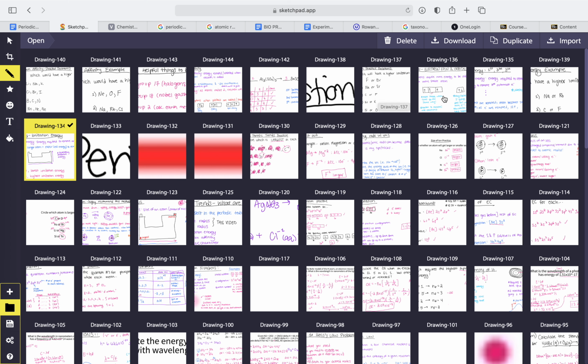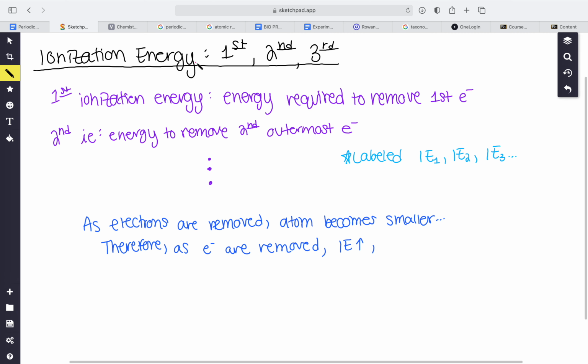So I want to really quickly go into the differences in ionization energies, and then I'll also go into the exceptions, right? There's a first ionization energy, a second ionization energy, and a third ionization energy. The first ionization energy is the energy required to remove the first outermost electron. So it's that first electron that we're removing, right? And then the second ionization energy is the energy to remove the second outermost electron, right? These are labeled IE1, IE2, IE3, and so on, right? So it's basically just the amount of energy to remove each electron.